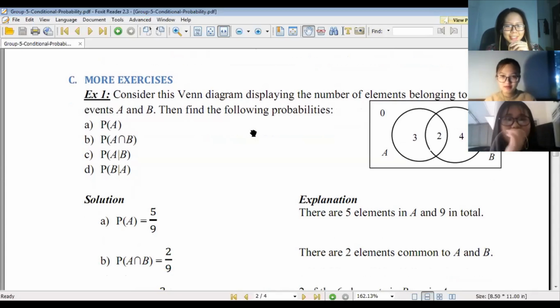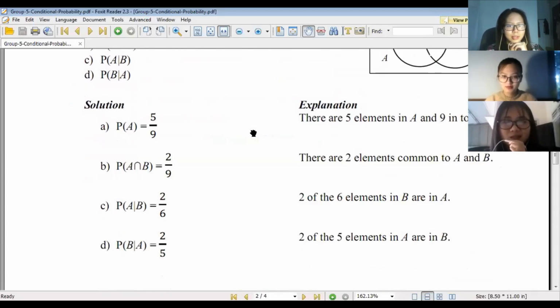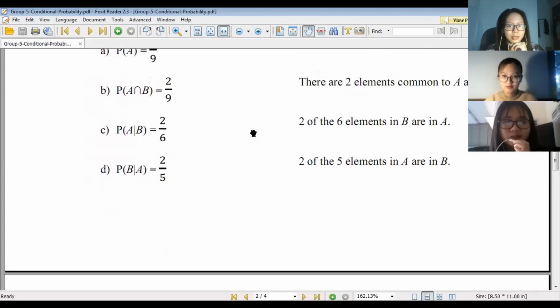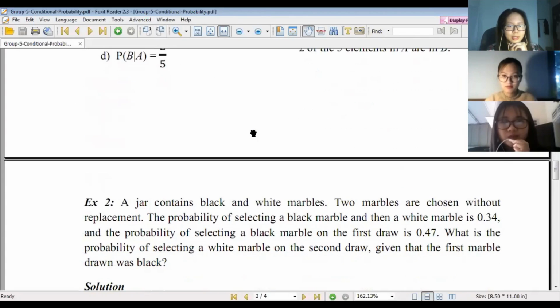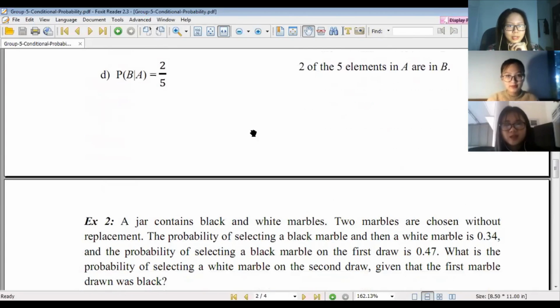So we move on to another easy question, just applying the structure. Exercise 2. You see? It's quite long. A jar contains black and white marbles, and you pick 2 marbles without replacement.